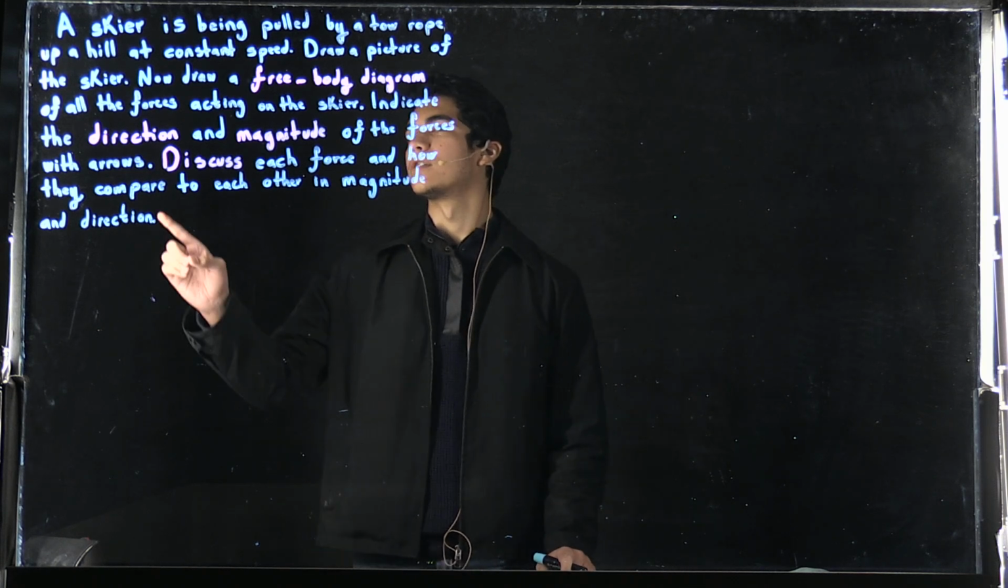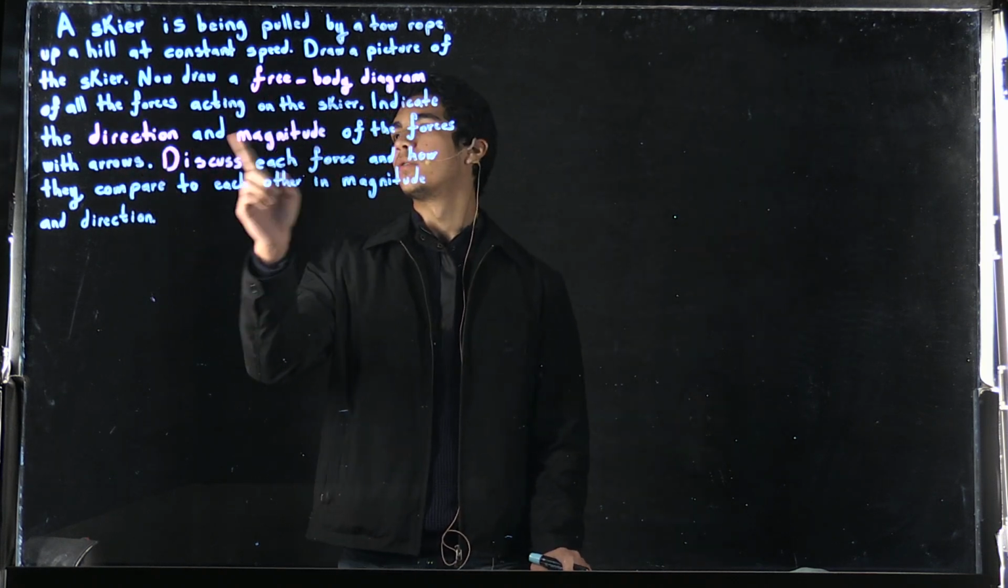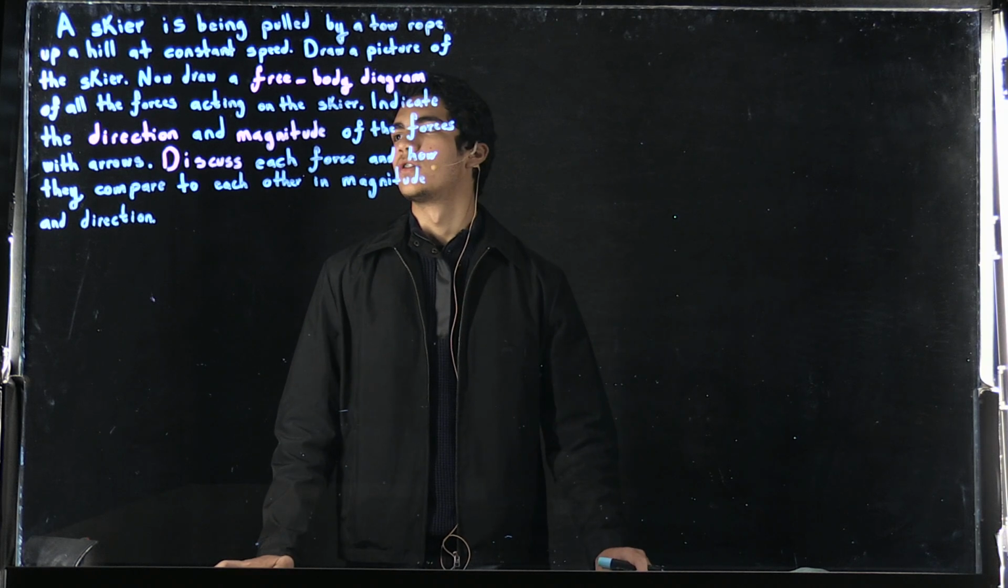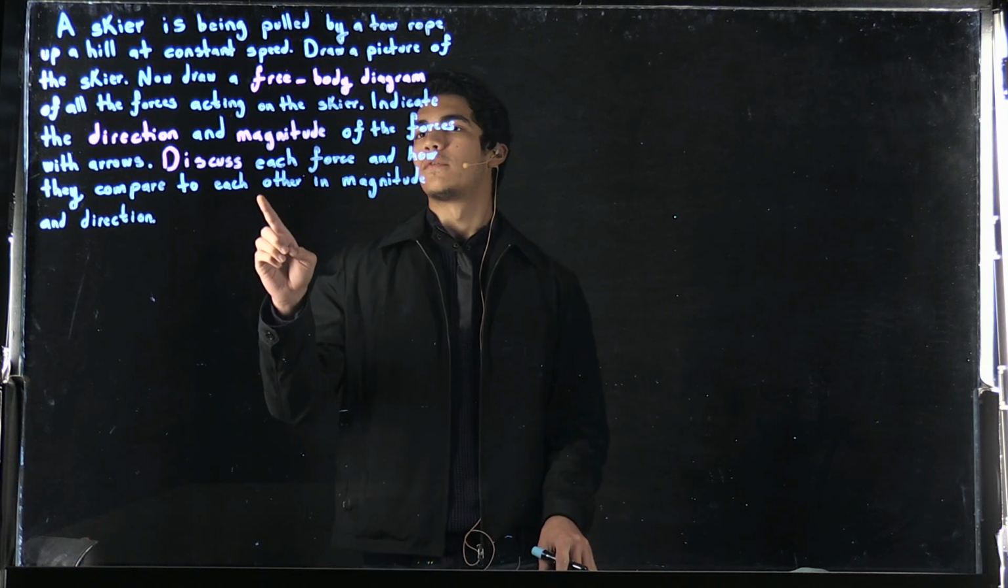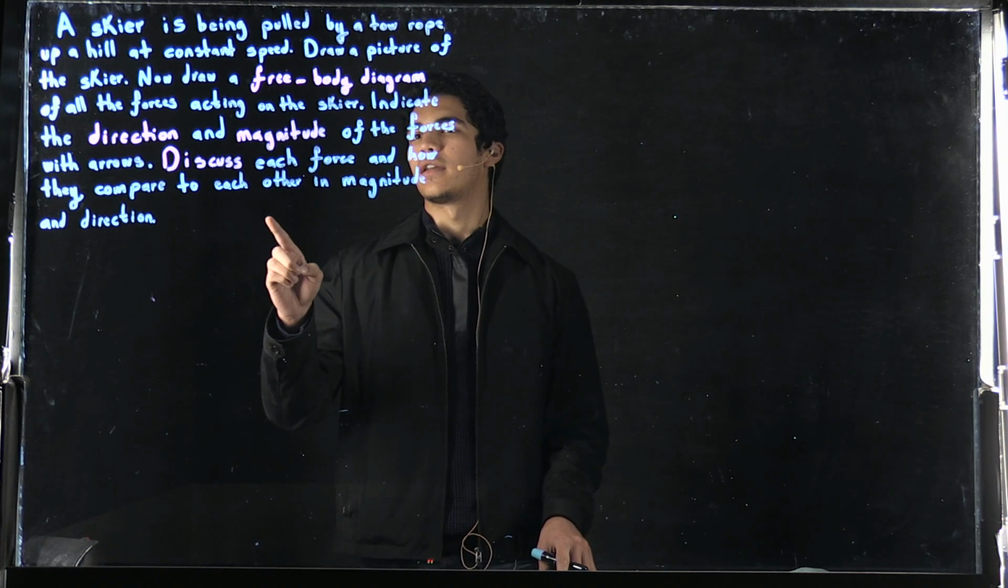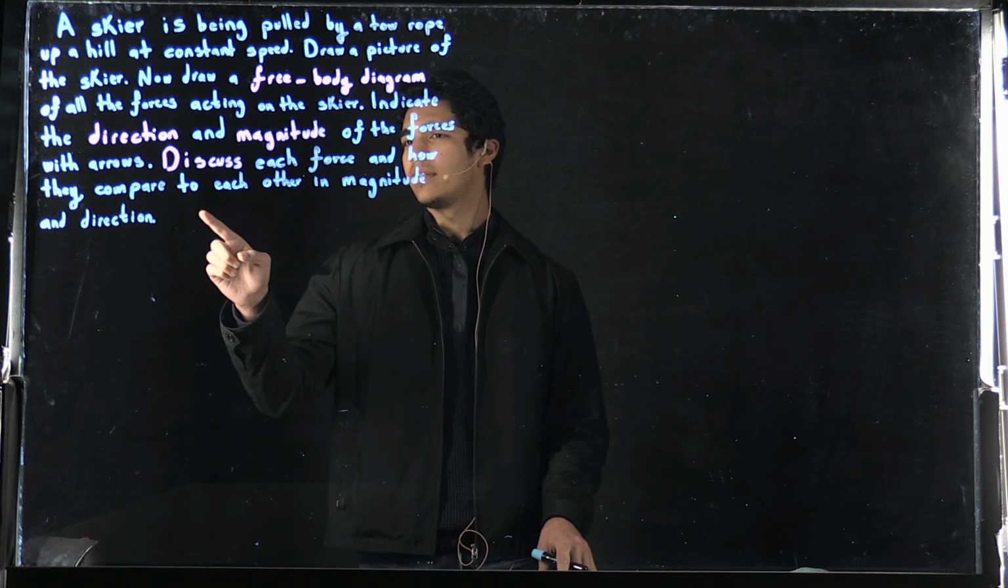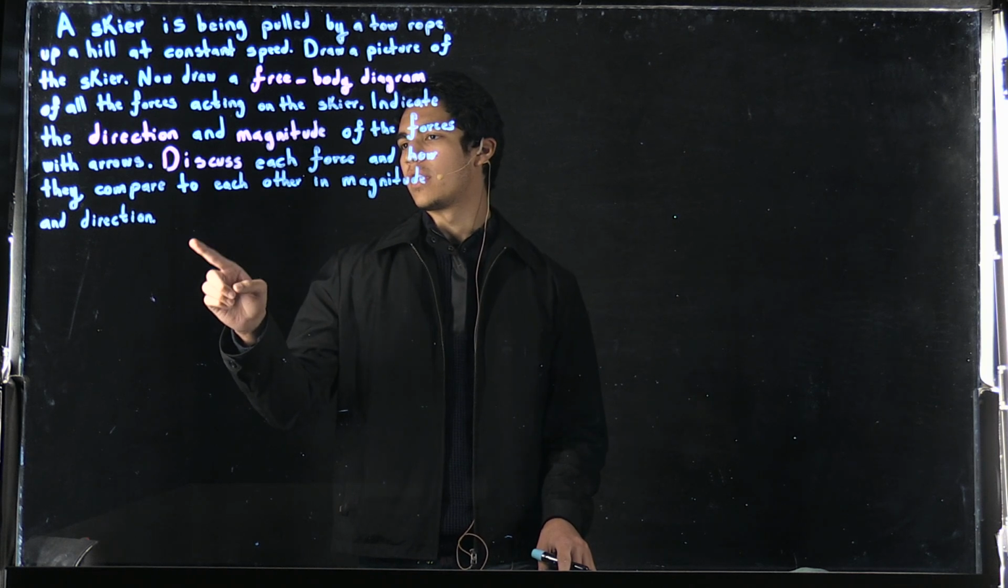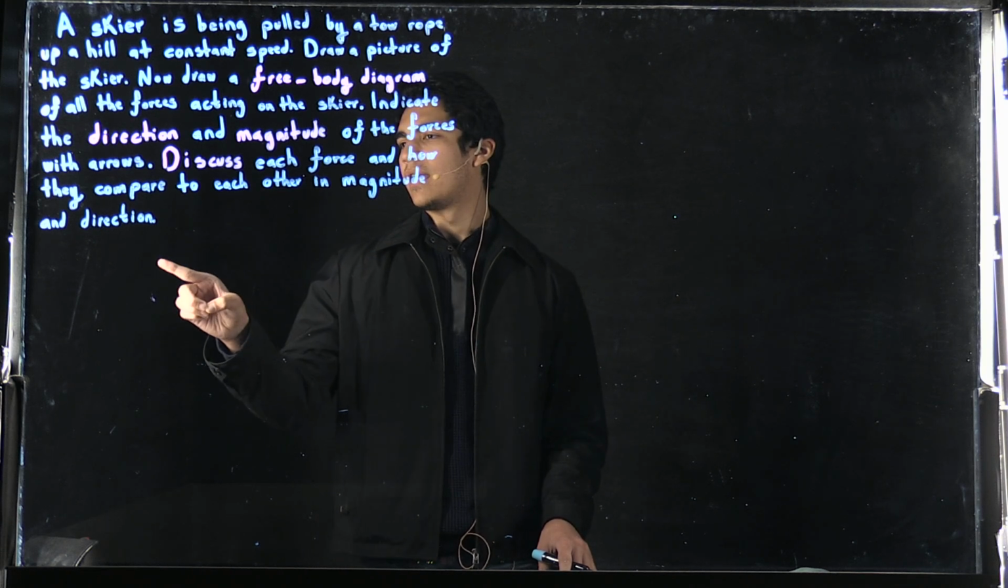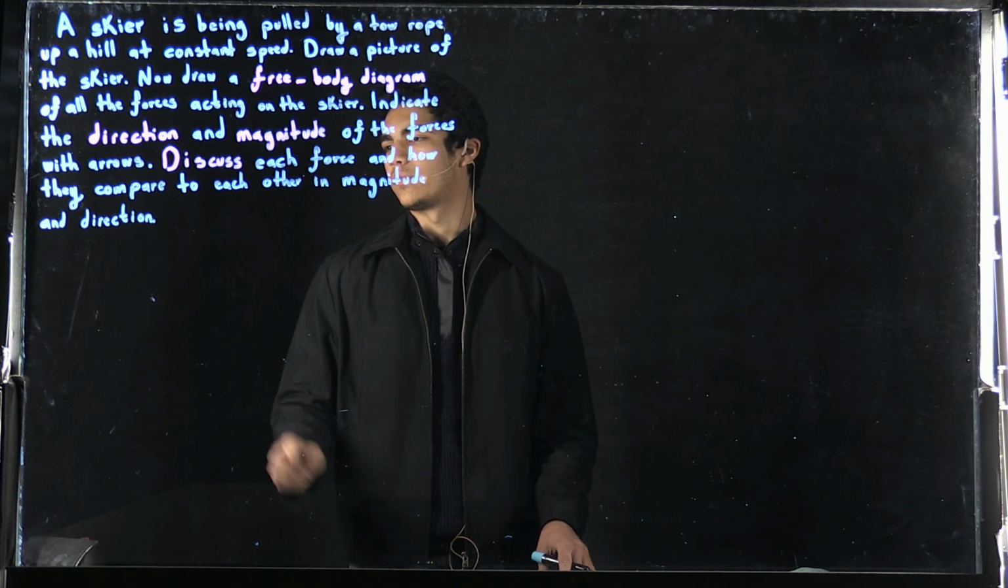So our problem was the skier is being pulled by a tow rope up a hill at constant speed. Draw a picture of the skier. Now draw a free body diagram of all the forces acting on the skier. Indicate the direction and magnitude of the forces with arrows. Discuss each force and how they compare to each other in magnitude and direction.